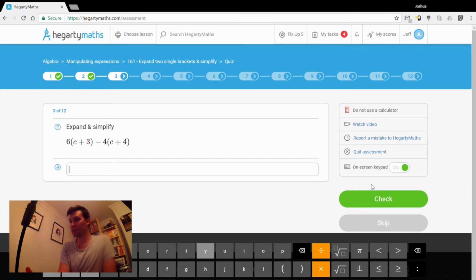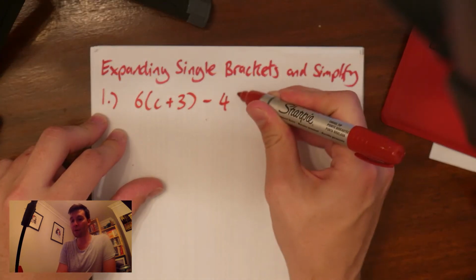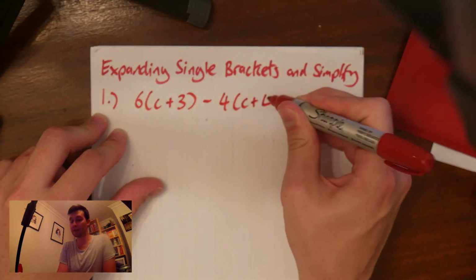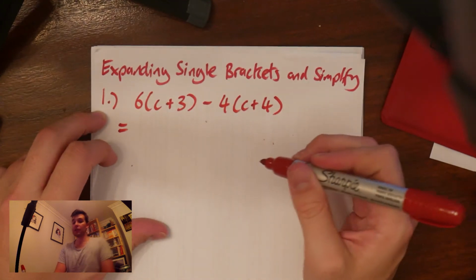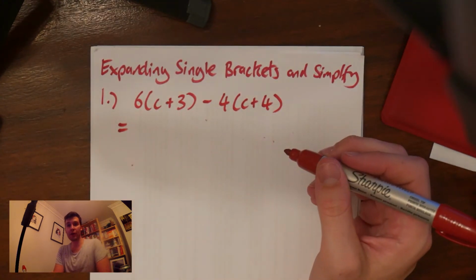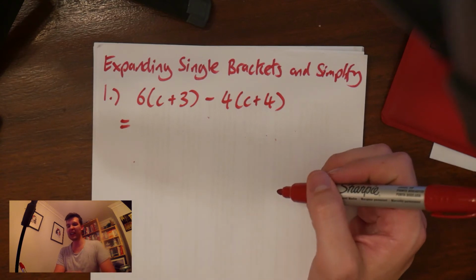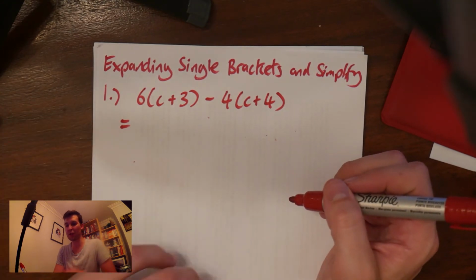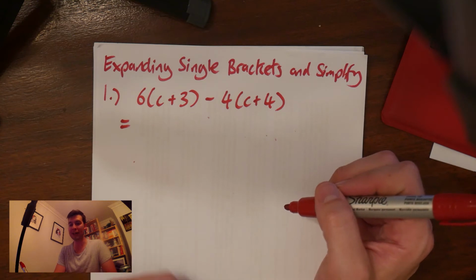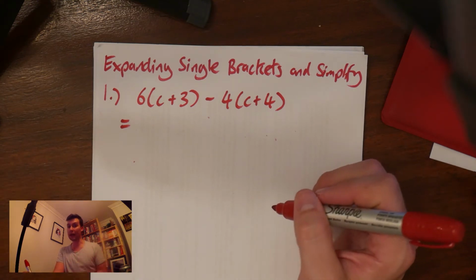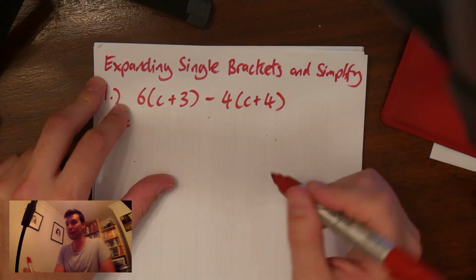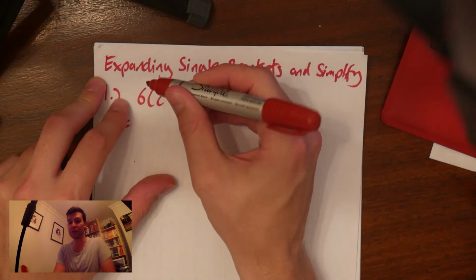I'm instructed to expand and simplify 6 bracket C plus 3, take away 4 bracket C plus 4. So you've got 2 brackets here to expand separately, and then you collect the like terms and simplify. And again, I'm going to go through it pretty quickly because it's not really an expanding brackets tutorial video, but if there's enough of a desire for me to do that, I will happily make one. You just got to let me know.